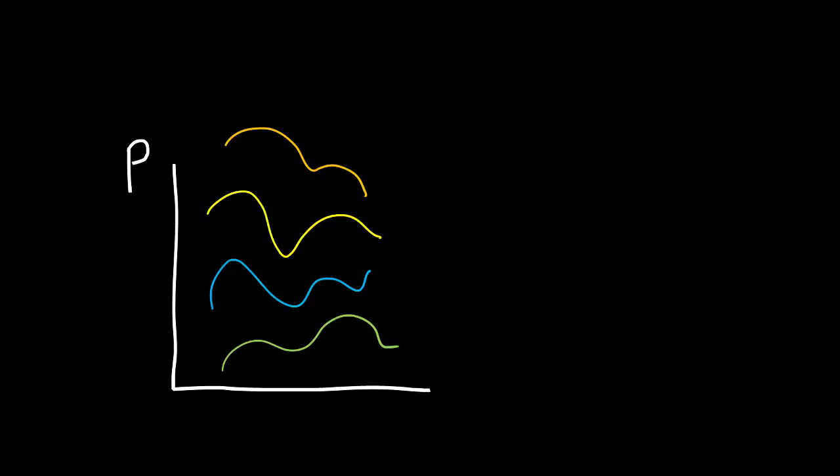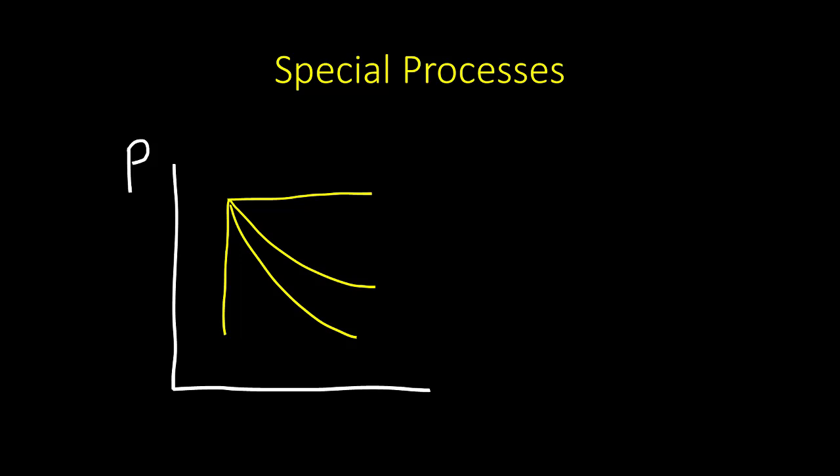A process can follow many paths, but there are some special processes that are especially useful, which are characterized by one variable held constant during the process.